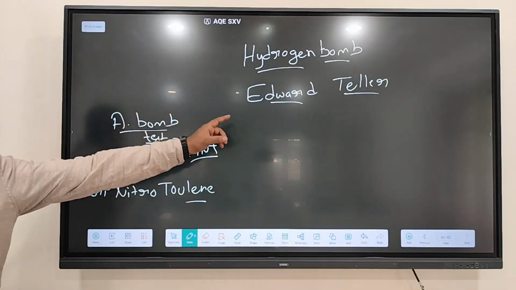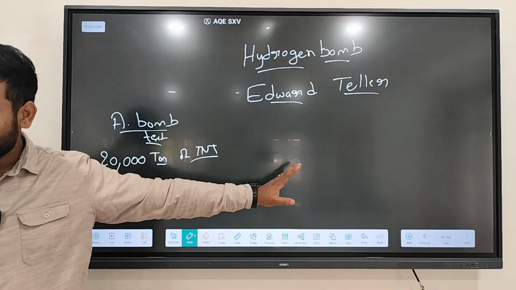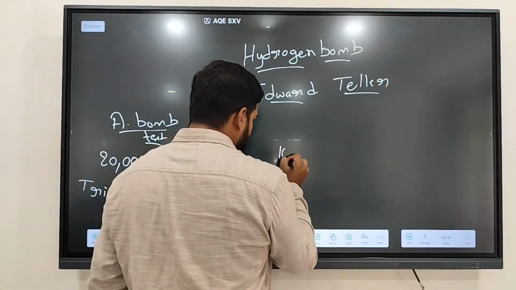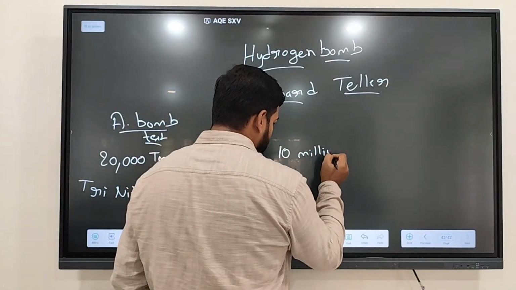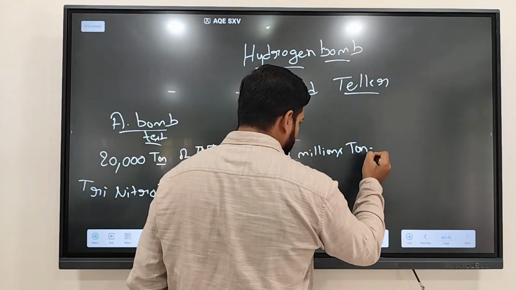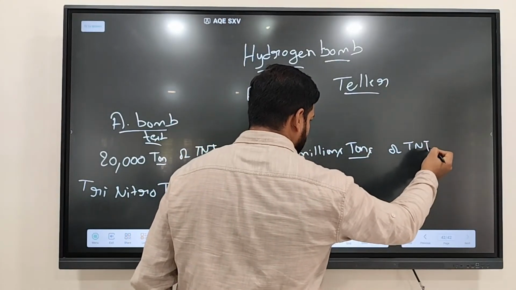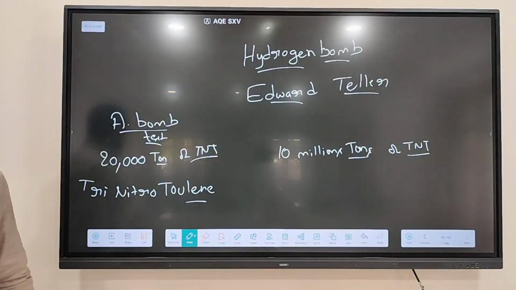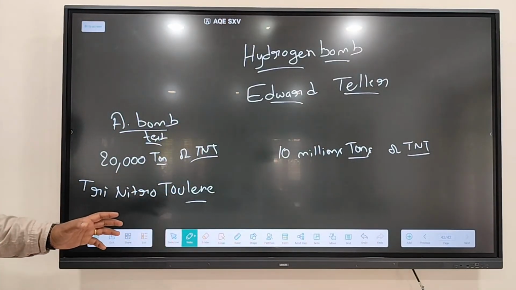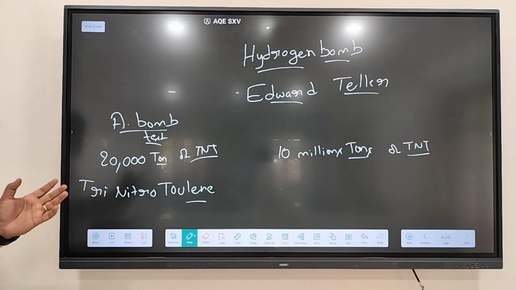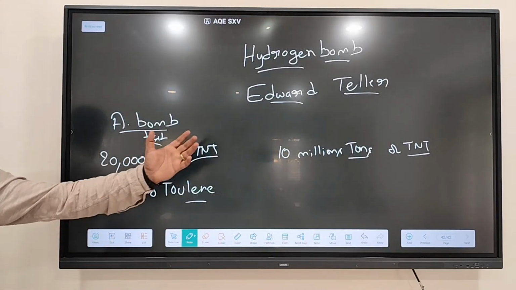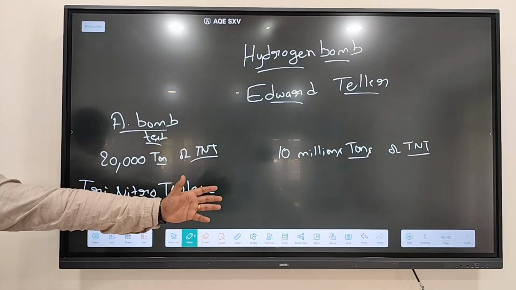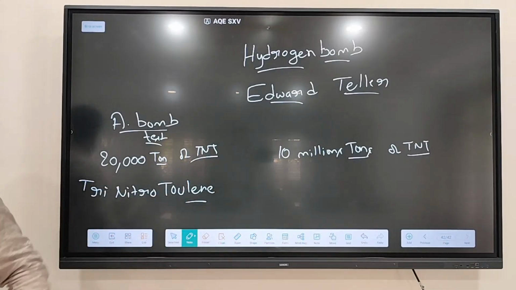The first hydrogen bomb test they have done, right? It produced 10 million tons of TNT. The heat energy equivalent to 10 million tons of TNT. Just imagine 20,000 tons, 10 million tons. Million means 10 lakh. 10 into 10 lakh. That much explosion a small amount of hydrogen bomb will cause.